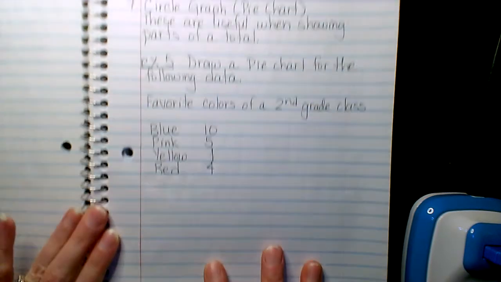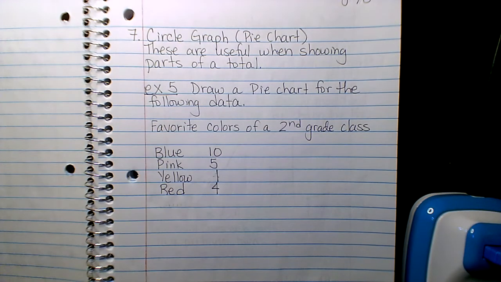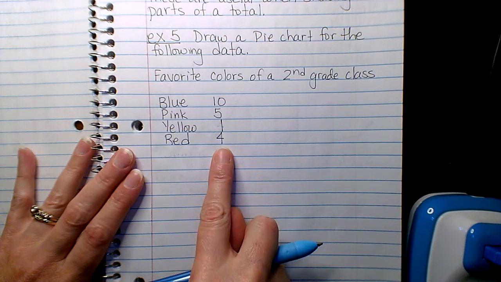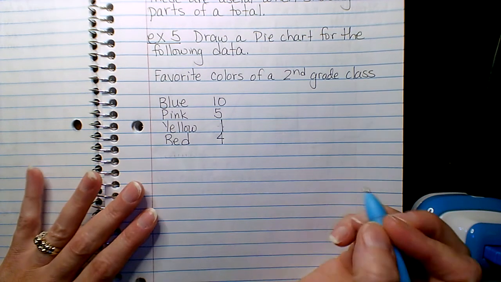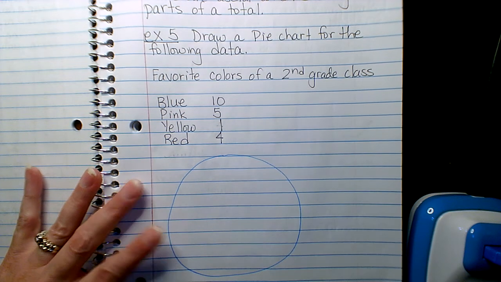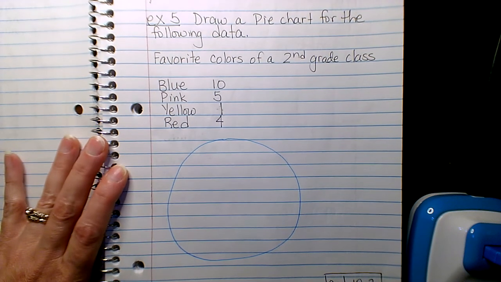Okay, and last up in this section is a circle graph, sometimes called a pie graph. These are useful when you're showing parts of a total. So they do use a circle. So let's use this data to draw a pie graph. All right, so I'm going to draw a circle, and you guys are all going to be polite and pretend that it's round. Okay, it's not the worst circle I've ever drawn.